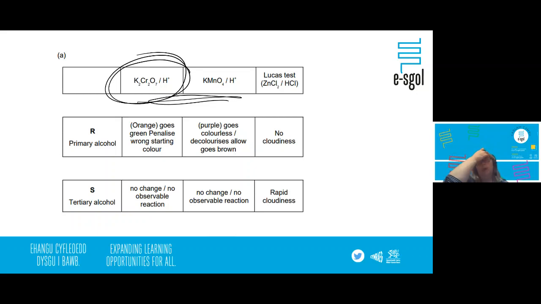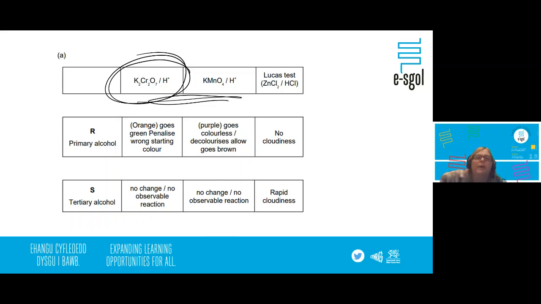If you have the oxidizing agent dichromate, then we know that it starts orange and it will end up being green. If you have the potassium manganate(VII), it starts purple and it will decolorize. It is worth noting here, you have to get the colors correct. You don't get credit if you at any point give an incorrect or inaccurate color change, so keep an eye on that one.